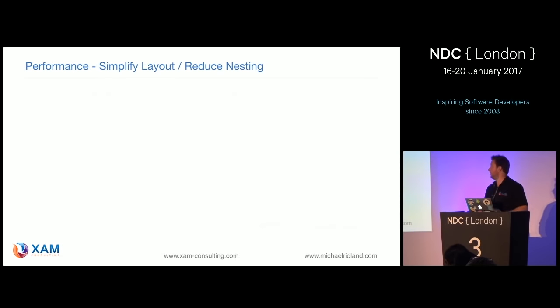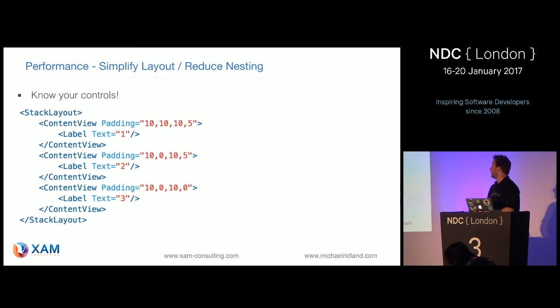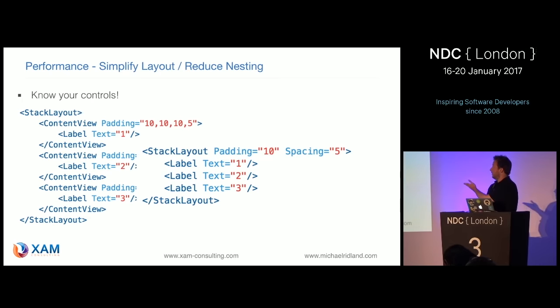One of the biggest things you can do for Xamarin.Forms performance is simplify the layout and reduce the nesting. One of the best ways to do that is to know your controls. Use the right control for the right job. For example, this person has three labels, 1, 2, 3, and they're trying to add padding and spacing using a content view, which adds lots of extra native views that don't need to be there. Whereas if they'd known that the stack layout just had padding and spacing, they could have just done that. Even if you don't know the full API set of Xamarin.Forms, when you're building a view, just think about what's available to reduce the size and nesting of this view.